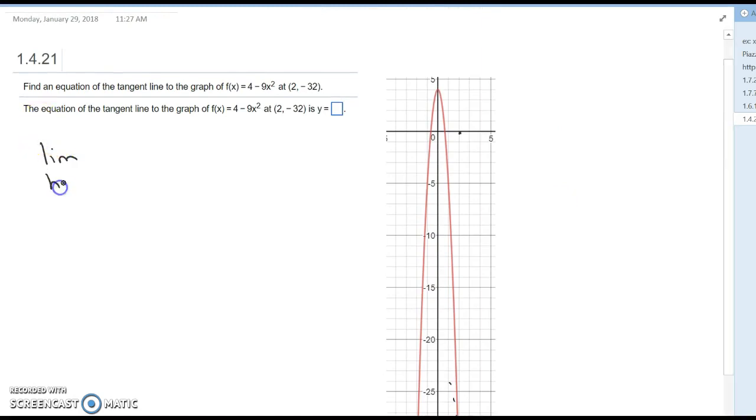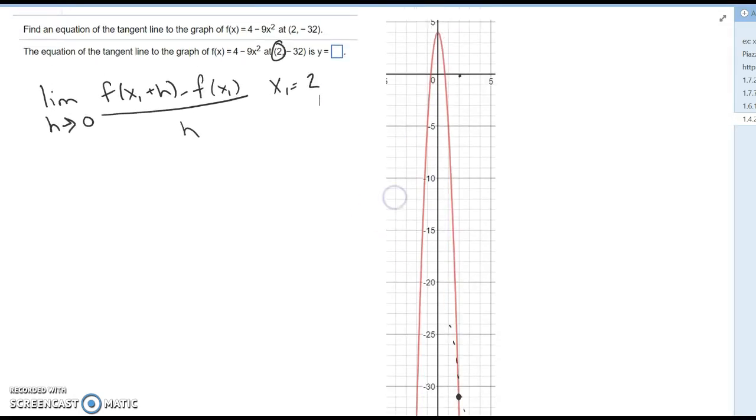Take the limit as h goes to 0 of f of x1 plus h minus f of x1 over h. There's a few different ways to do this. This is the definition of a limit at a specific point, and we can use this point x1 to be 2. So if we do that, we'd have the limit as h goes to 0. There's a lot of algebra here.